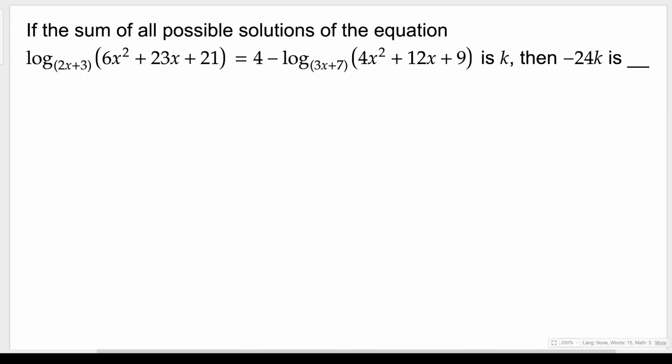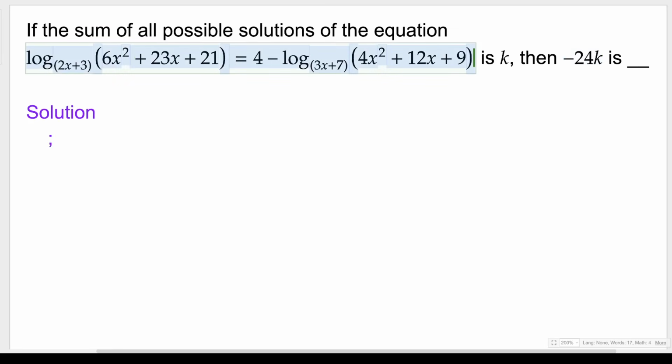So given this problem statement, it says that the sum of all possible solutions of the equation, log base 2x+3 of (6x²+23x+21) equals 4 minus log base 3x+7 of (4x²+12x+9), is k. That is, the sum of all possible solutions for this given equation is k. In that case, we need to compute the value of negative 24 times k. So let us proceed towards the solution part.